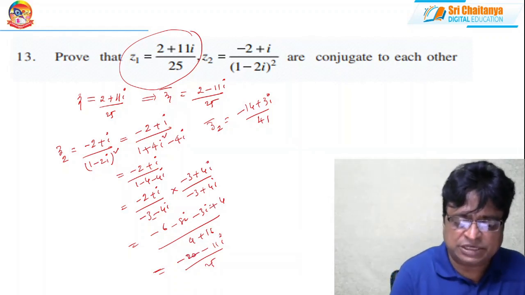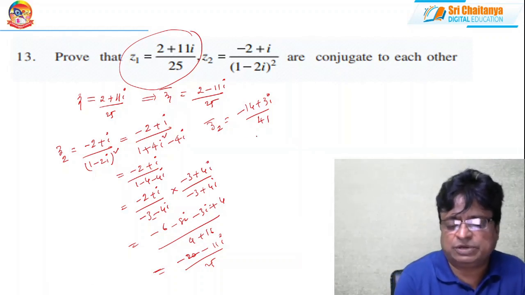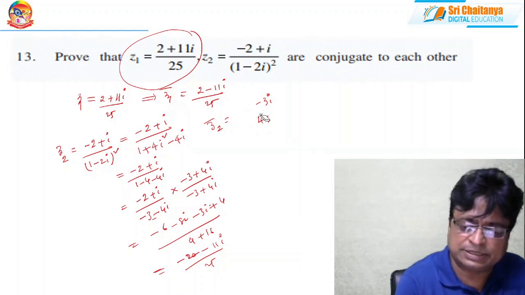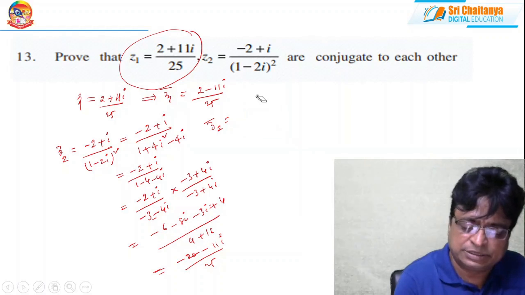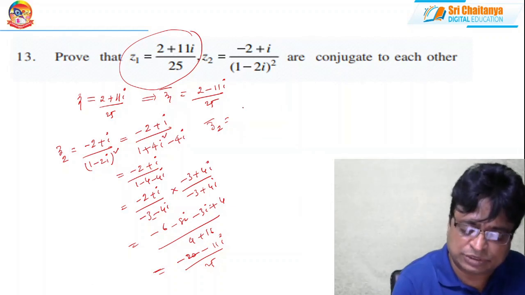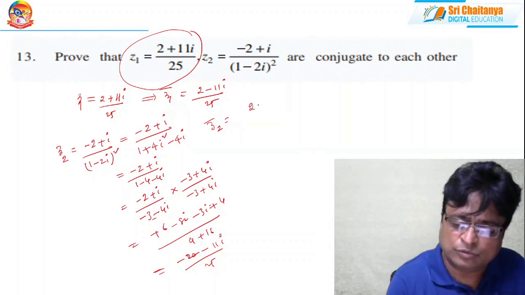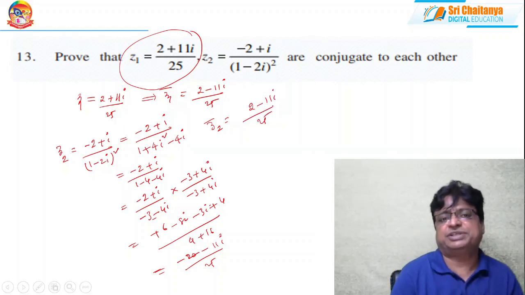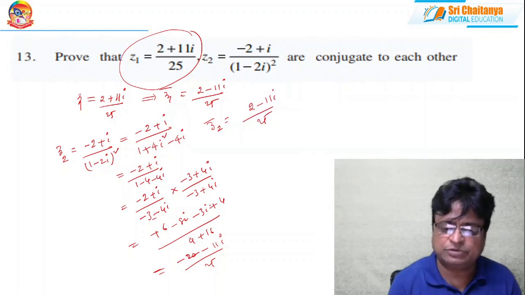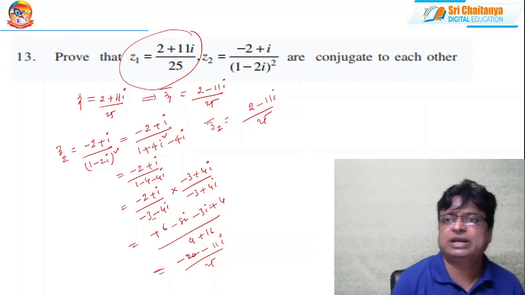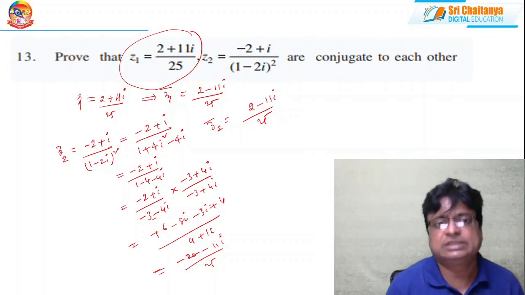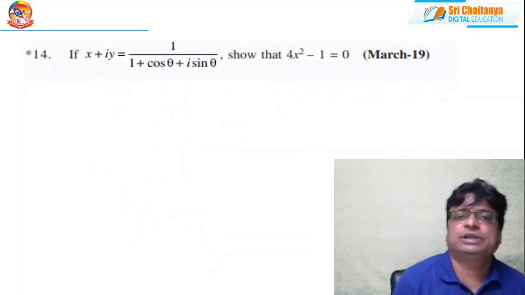So obviously Z1 bar is equal to this. What is Z2 bar? This is (2 minus 11i) by 25. So they are what? Conjugate. Z1 bar is equal to Z2, Z2 bar is equal to Z1. So they are conjugate to each other. That is the procedure. Now coming to the 14th problem.